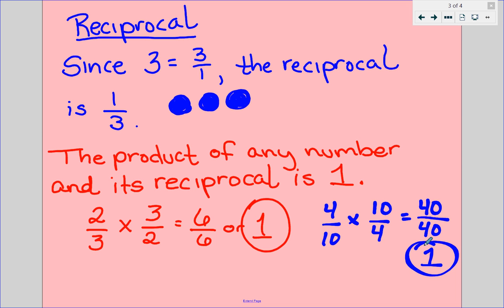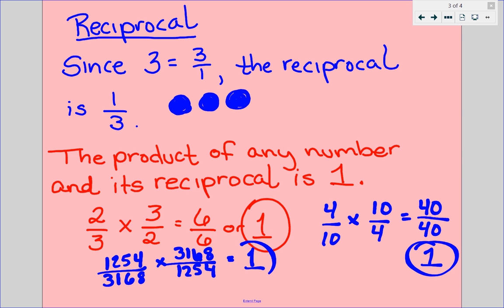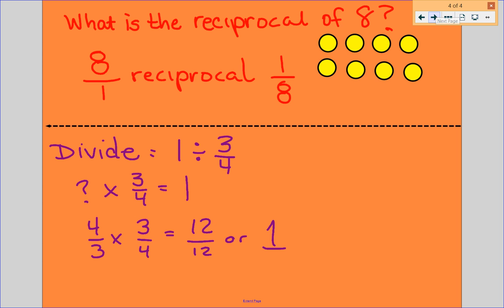the numbers are. You can have something like 1,254 over 3,168. We multiply it by its reciprocal, where we put the top number on the bottom and the bottom number on the top, and that's going to be 1. We don't even have to do the math. We just know that it's going to be 1. Kind of nice when you're talking about that.